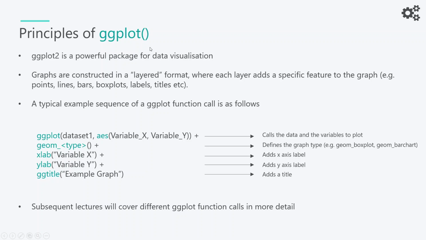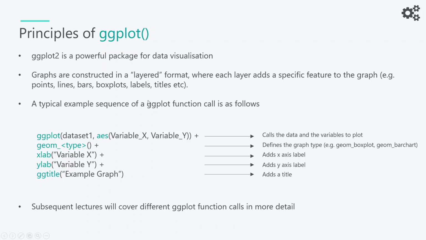How the graphs are typically constructed is a sequence of code. Essentially we are creating a layered sequence of code where each layer of code is adding a specific feature to the graph. So for example, we might have a layer of code that simply calls the data and the variables that we want to plot. And then we might say, I'd like to have a layer of code which defines what type of graph it is. It might be points for scatter plots, bar charts, box plots.